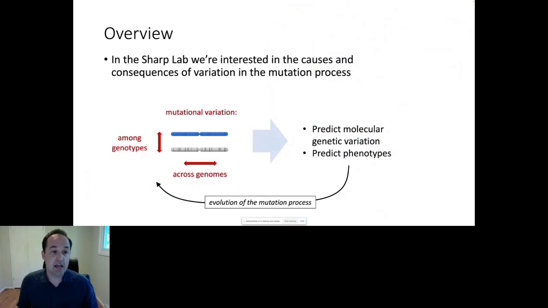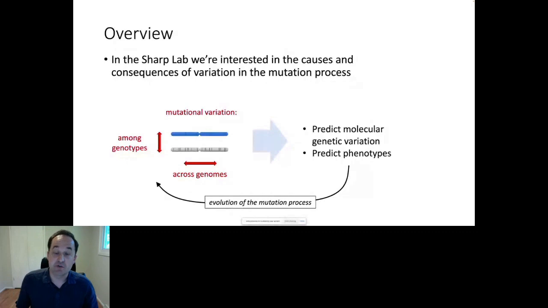And by that I mean variation in how mutations are occurring both among different genotypes in a population, as well as across a genome at different sites in the genome. And we want to do this for a few reasons. We can use these kinds of data to better predict what kinds of molecular genetic variation patterns we're going to see, and also potentially to predict what kind of phenotypes will arise from mutations.